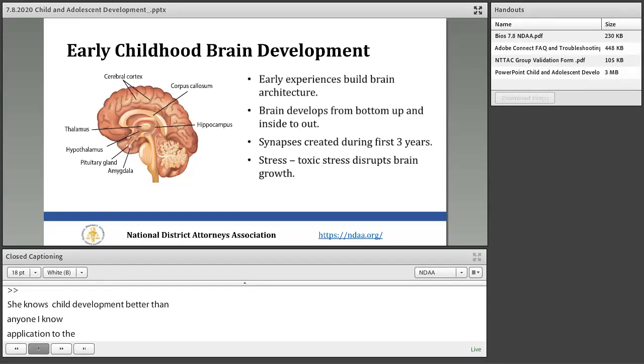So let's talk about early childhood brain development. One of the things that we kind of have to learn, and this is the science part of it, is that the brain develops basically from the bottom up and the inside out. Essentially, what that means is that the lower functions of the brain come in first, and then the higher functions. We'll talk about the prefrontal cortex and the higher decision-making processes, those come in much later.